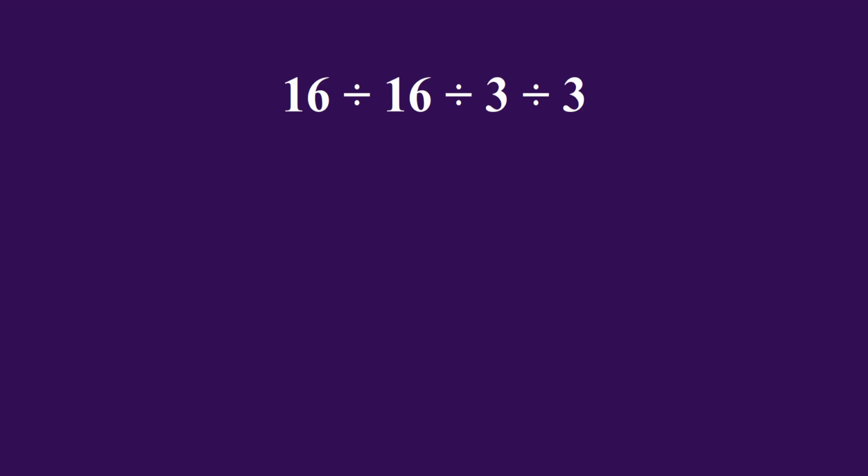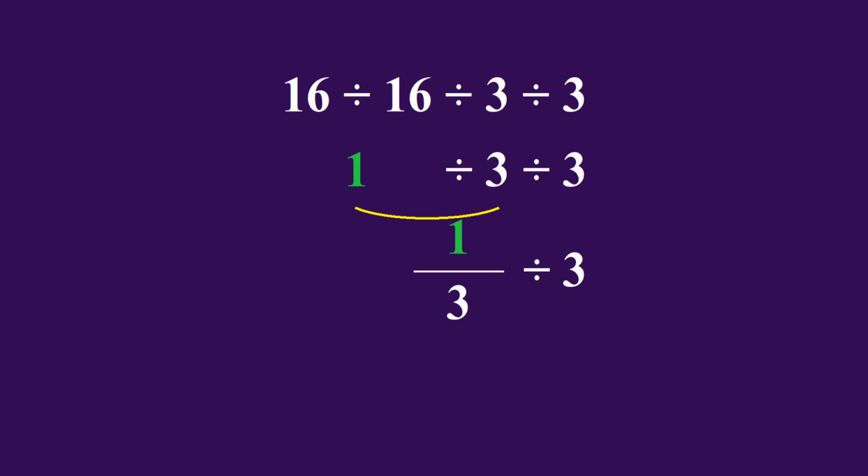So we have first this division, 16 divided by 16 equals 1. So we have 1 divided by 3 divided by 3, and we can write this part as 1 over 3 divided by 3. So we must keep the first fraction 1 over 3 and change division to multiplication times. Then flip the second fraction 1 over 3, which equals 1 over 9. And this is our final answer for this problem.